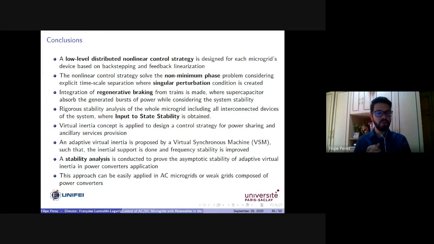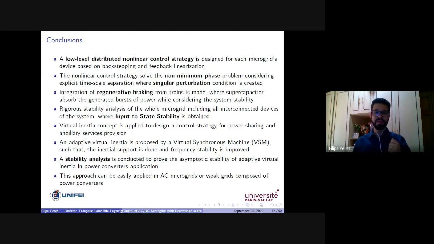So the specific conclusions are, we designed a low-level distributed nonlinear control where each device of the system can operate correctly. We solve the non-minimum phase problem of power converters by introducing a control time scale separation where the singular perturbation condition is created. We were able to integrate regenerative braking in a proper way such that we can control the burst of power in the system, considering the stability of the system.